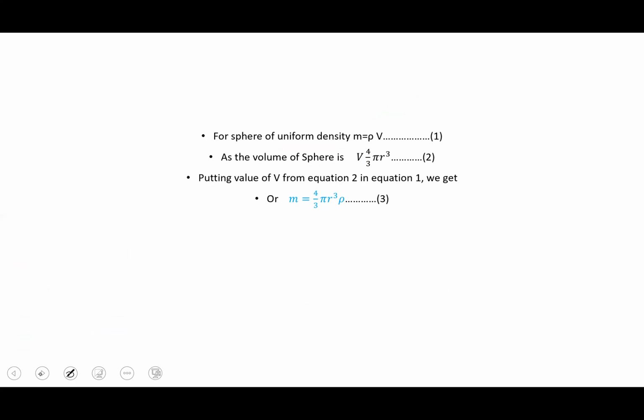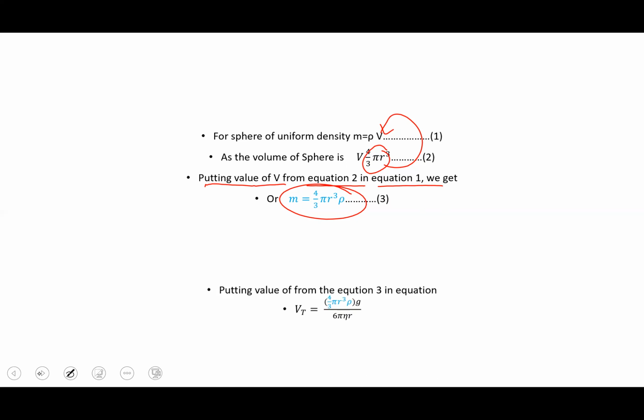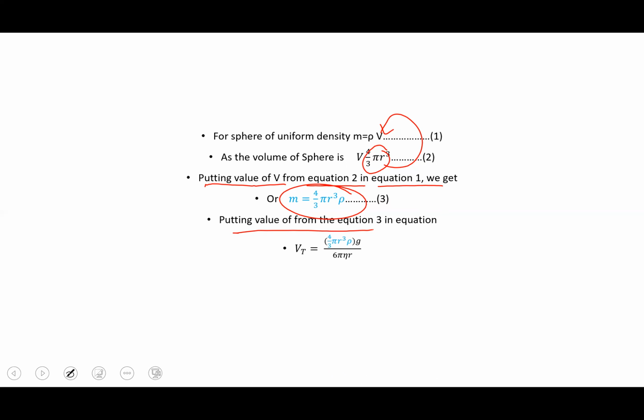So putting this value of V, let's say equation number 1, putting the value of V from equation 2 in equation 1, we get m is equal to 4 over 3 pi r cube into rho. Putting this value of m from equation 3, which is the mass, in the terminal velocity, what do we get? Vt, instead of m, now we are putting 4 over 3 pi r cube into rho, and g divided by 6 pi eta r. And this is the new equation of the terminal velocity.